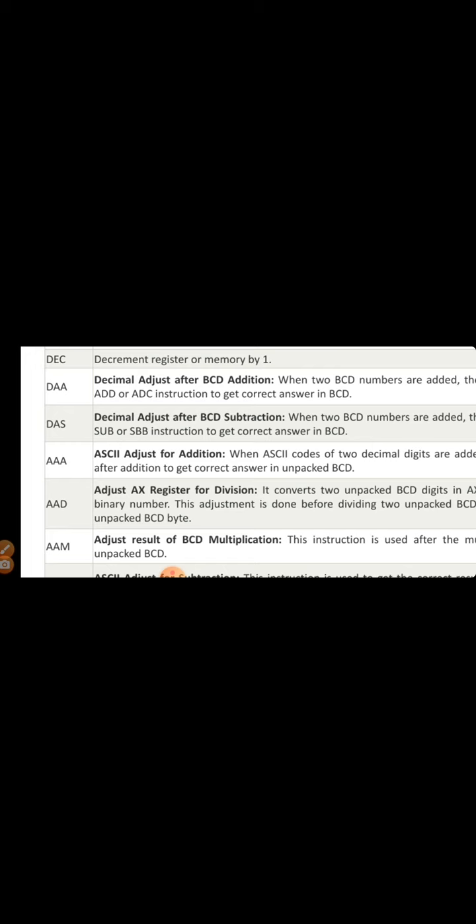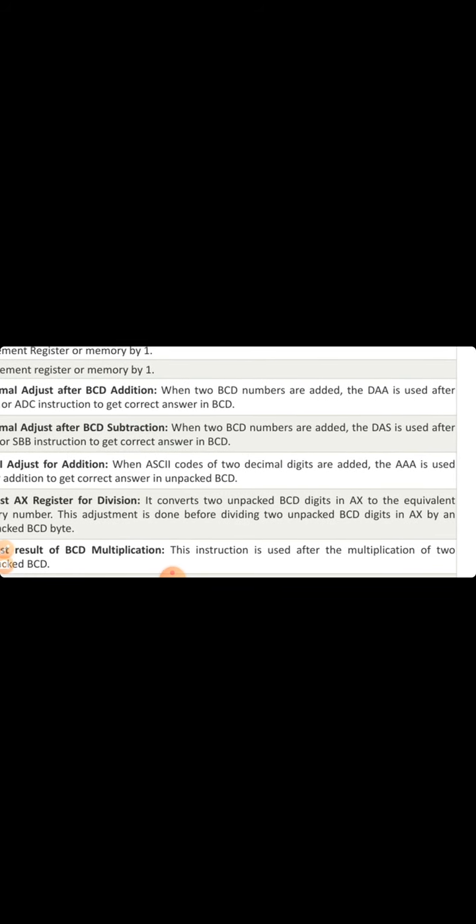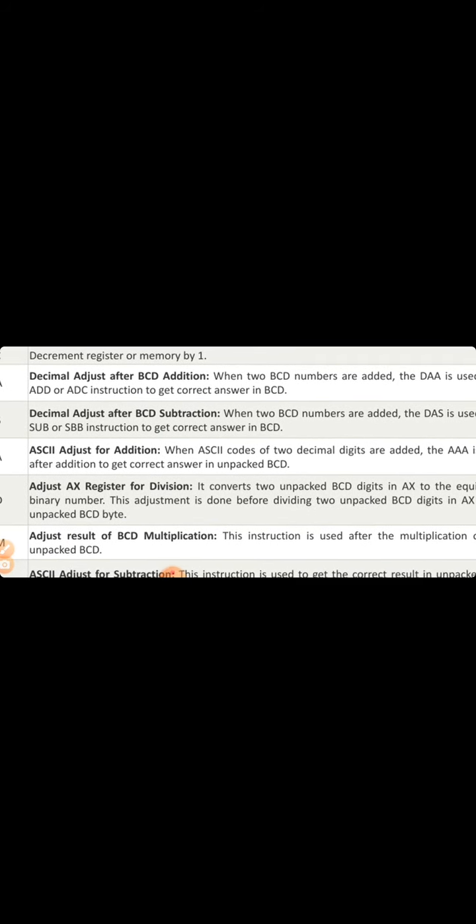Then triple A, AAA, ASCII adjust for addition. Here we adjust the ASCII codes. When the ASCII codes of two decimal digits are added, the AAA is used after the addition to get the correct answer in the unpacked BCD.